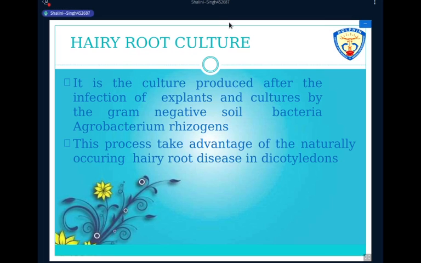Sometimes hairy root culture also helps in the production of secondary metabolites. What is hairy root culture? It is a culture produced after the infection of explant and cultures by the gram-negative soil bacteria, Agrobacterium rhizogenes. So the rhizogenes strain of Agrobacterium, this species causes hairy root disease. After some modification, this bacterium is allowed to infect the particular plant, and then from that particular explant, root production will be enhanced. This process takes advantage of the naturally occurring hairy root disease in the dicotyledons.